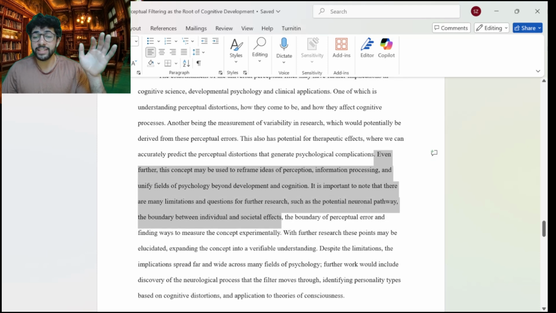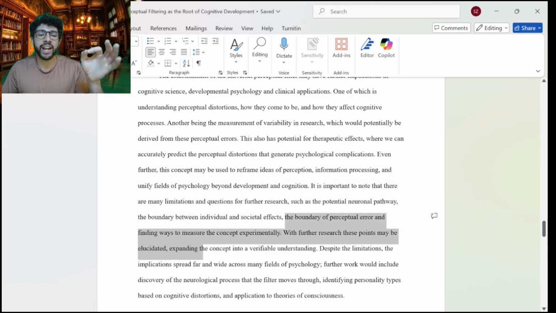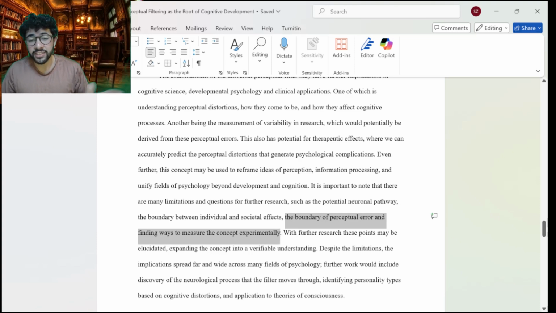So what I mean by that is that this is a hyper individualized theoretical framework. So this is very focused on the individual. So understanding what it is suggesting on an individual level and then applying that to society and sociology is going to be difficult in determining where that boundary is exactly, right? The boundary of perceptual error and finding ways to measure the concept experimentally, right? So that's another issue, actually figuring out how we can experiment to figure out the boundaries of this theory, right?